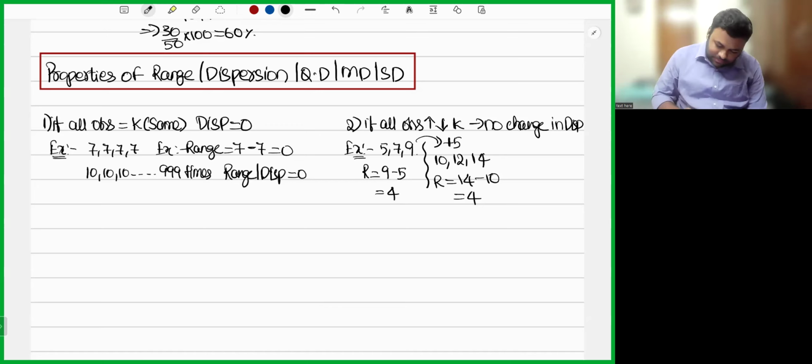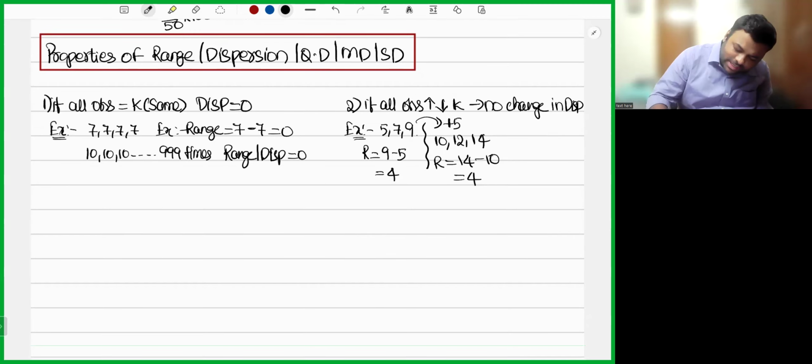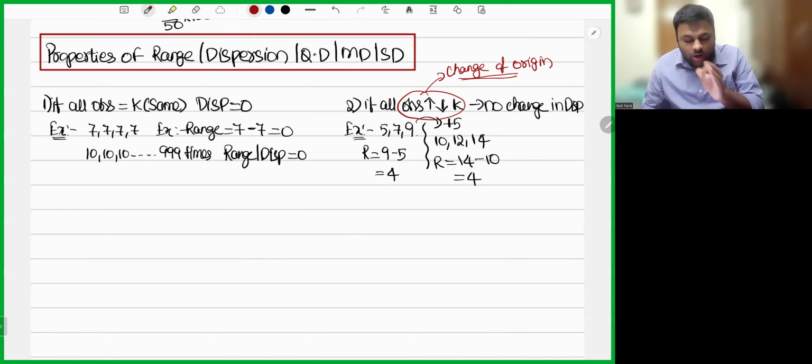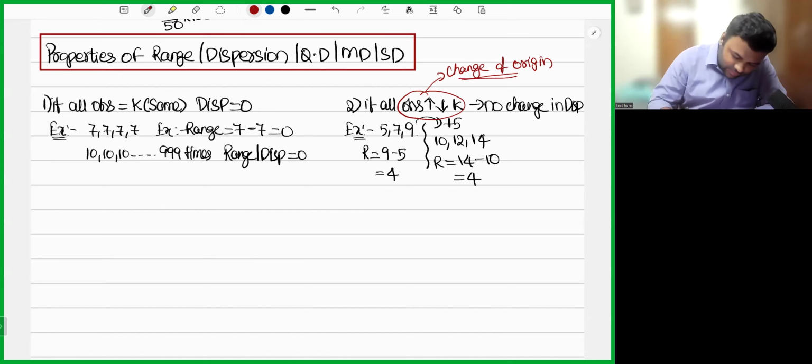Next, you remember what this is called in statistics? Increase or decrease by a constant? I hope you remember. We call it change of origin. So I will say dispersion is not affected by change of origin. Only central tendency is affected by change of origin. Next, third point.